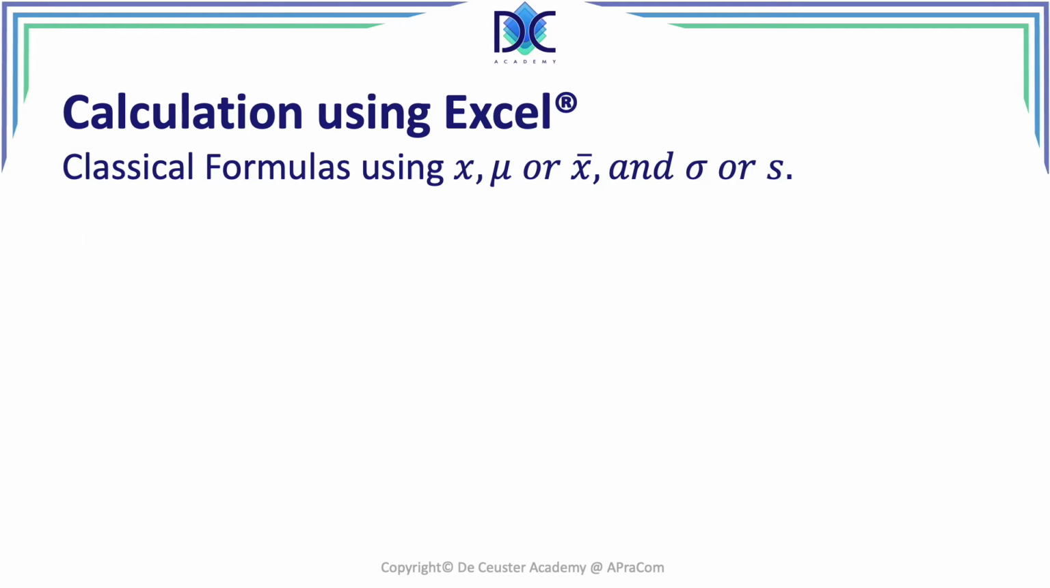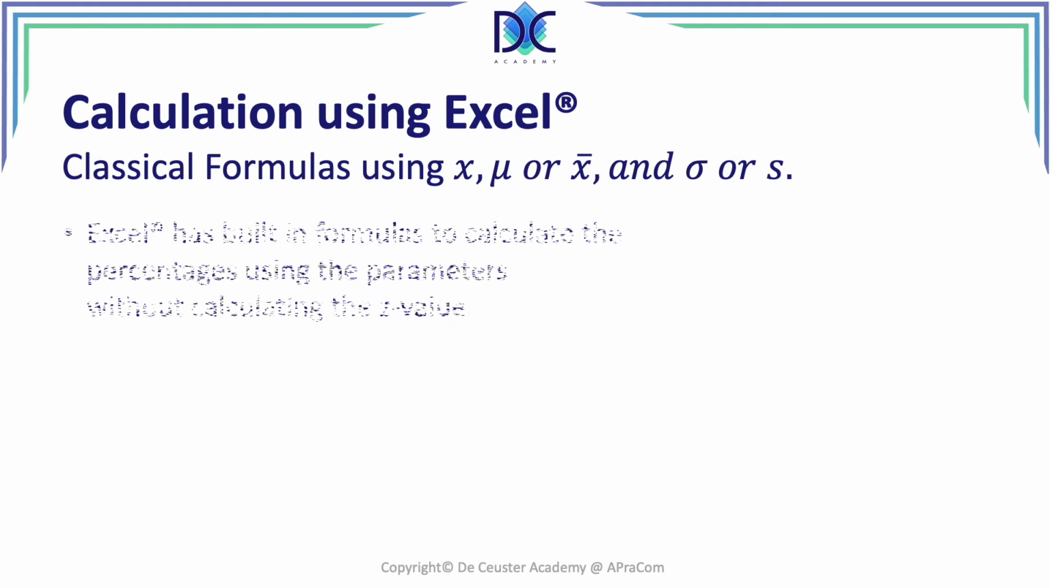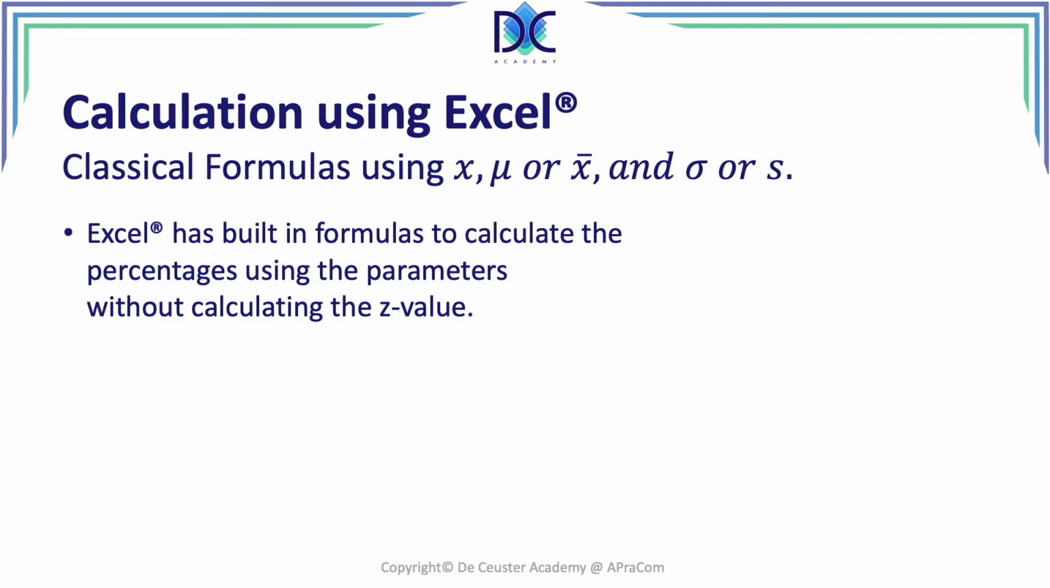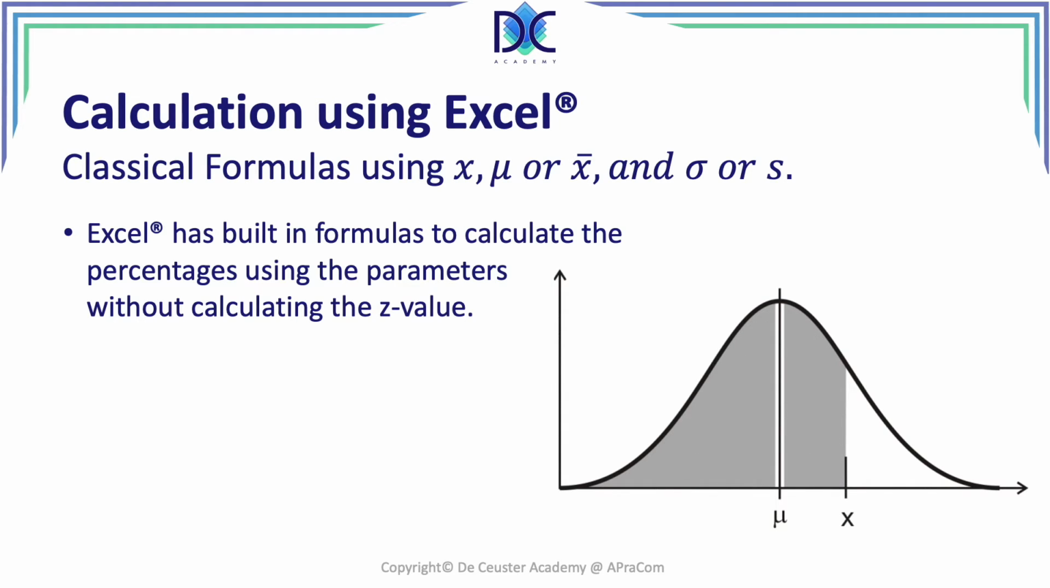The classical formulas, or when we don't want to calculate the Z value, we can find the surface starting from the values X, mu or X bar, and sigma or S. So basically we have in fact the calculation of those parameters. Now we don't have to calculate the Z value. We can automatically calculate the surface, and that's thanks to the computer.